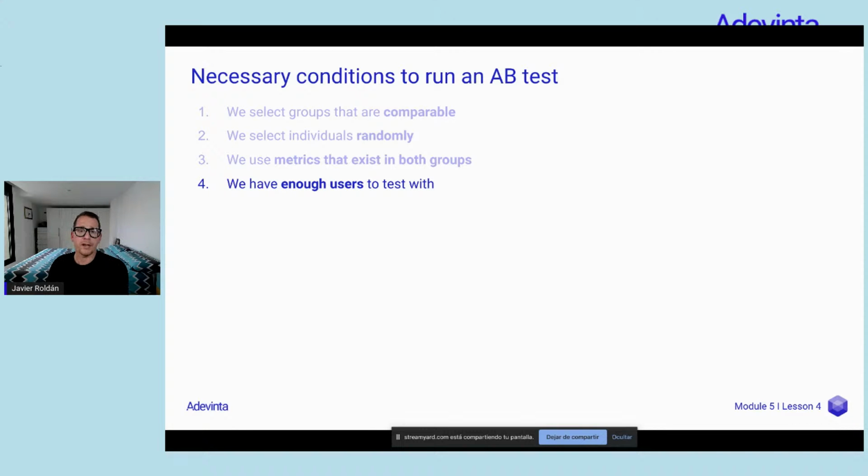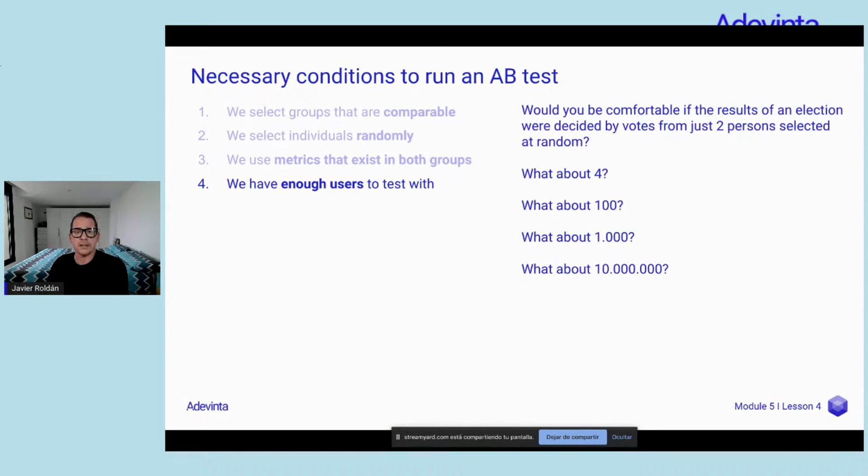Next one, we have enough users to test with. The number of users we have to experiment with is very important for A/B testing. It's easy to understand. If we think about, for example, an election, would you be comfortable if the results of an election were decided by votes from just two persons selected at random? If we are in a situation with little or very little traffic, we must rely on a more qualitative approach rather than quantitative.